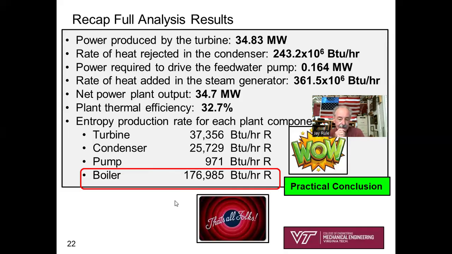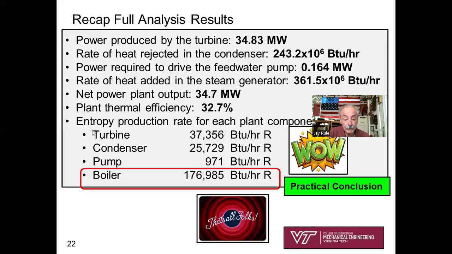The other practical conclusion is if you are charged with improving efficiency of equipment. How about equipment efficiency? If your boss said, I want you to work on the turbine and the pump and improving the turbine efficiency and the pump efficiency, where would you get the most bang for your engineering efforts in terms of reducing entropy production? It's neat to quantify this.